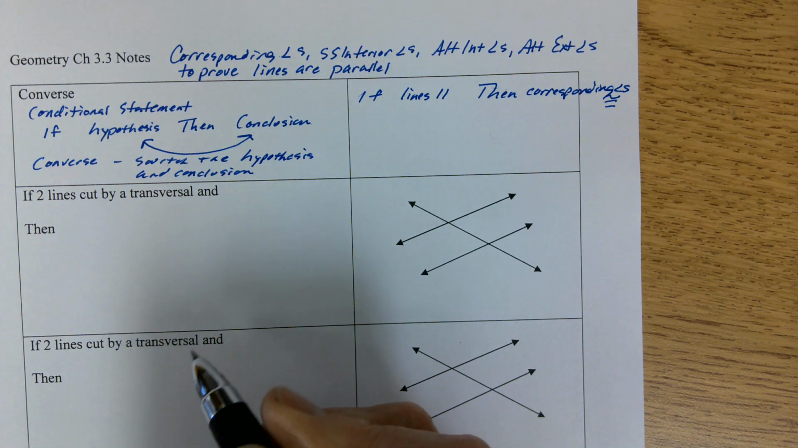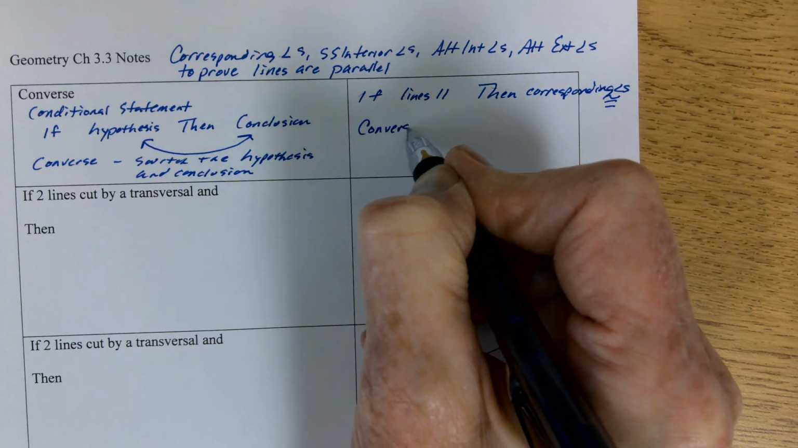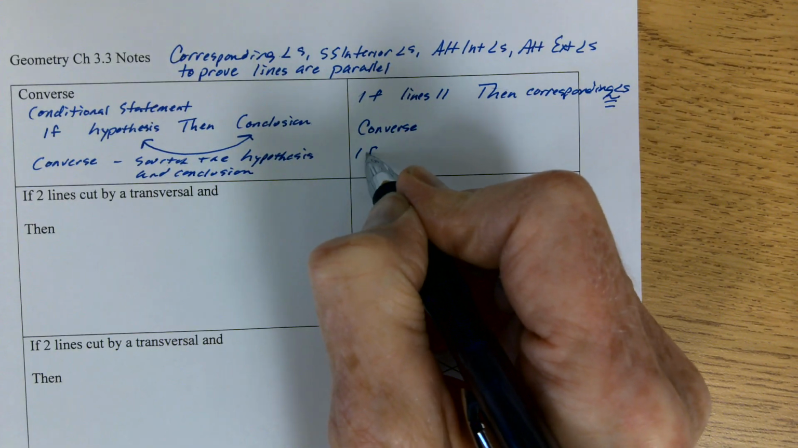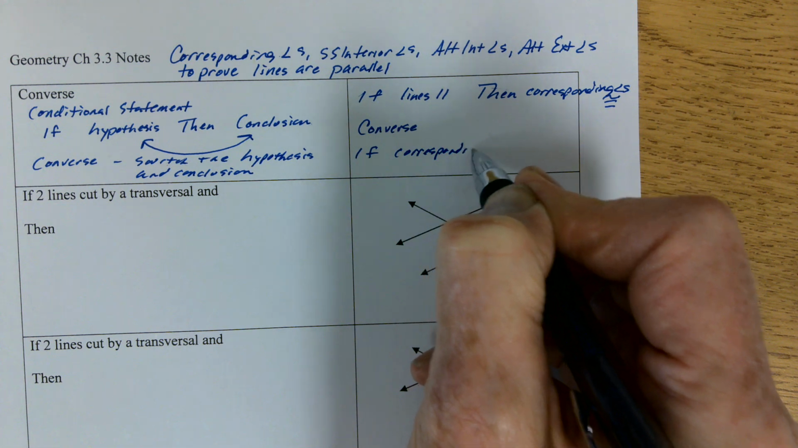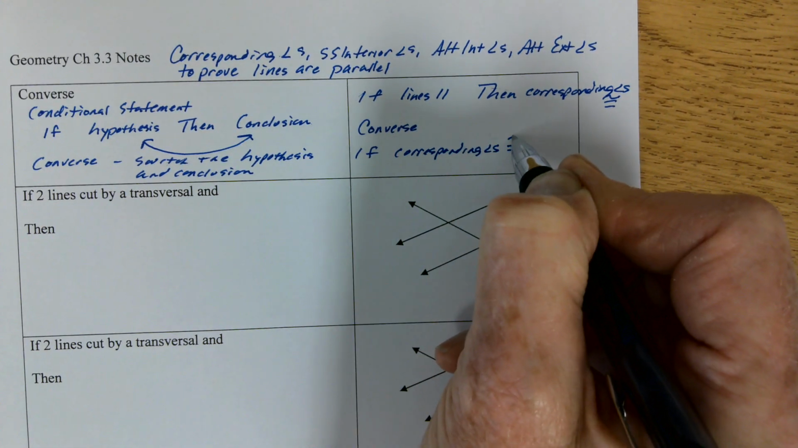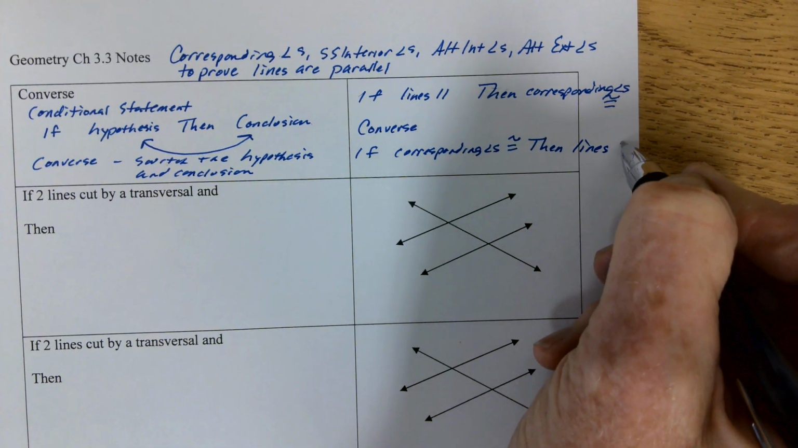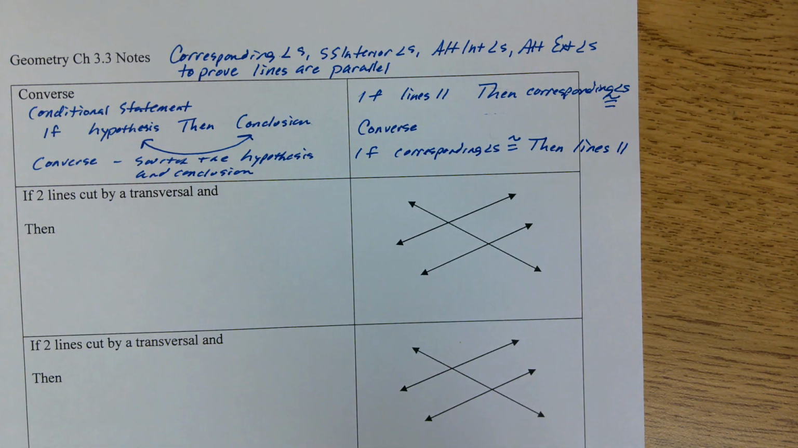Okay, now we're going to switch it. The converse to that statement will be if corresponding angles are congruent, then lines are parallel. So all we're doing is switching hypothesis with conclusion. The new statement is a converse to the original statement.